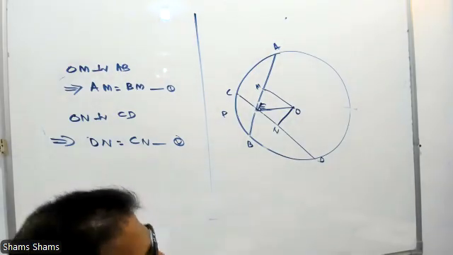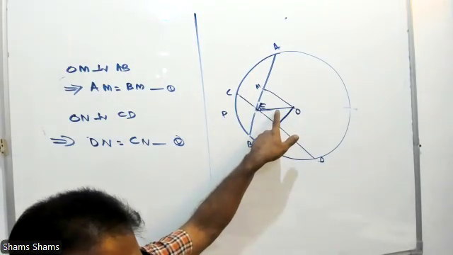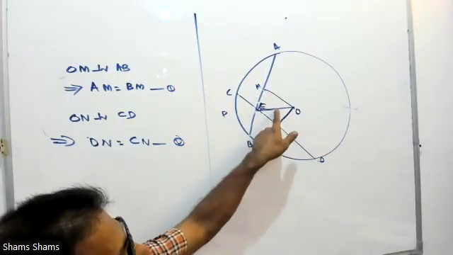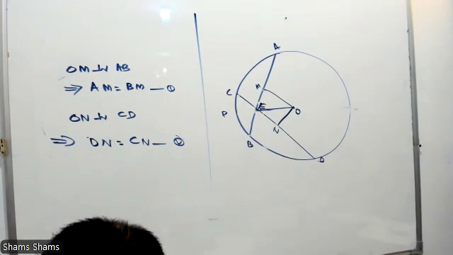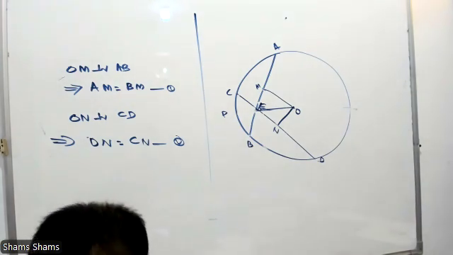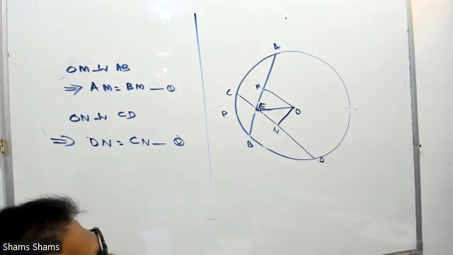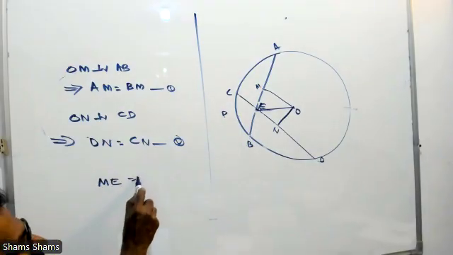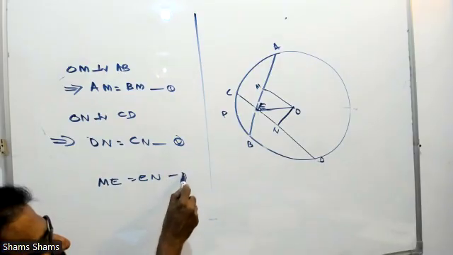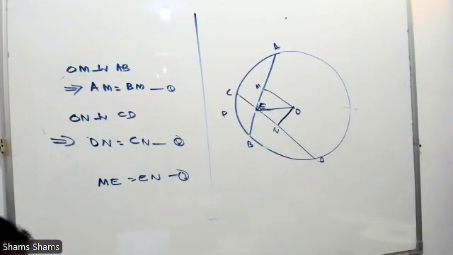RHS. Correct or no? Hypotenuse. This is hypotenuse, because M is 90 degrees, hypotenuse and one side, right? Correct or no? Hypotenuse, okay or no? Okay. Hence, ME equal to EN. Number 3. Agree or no? Right?